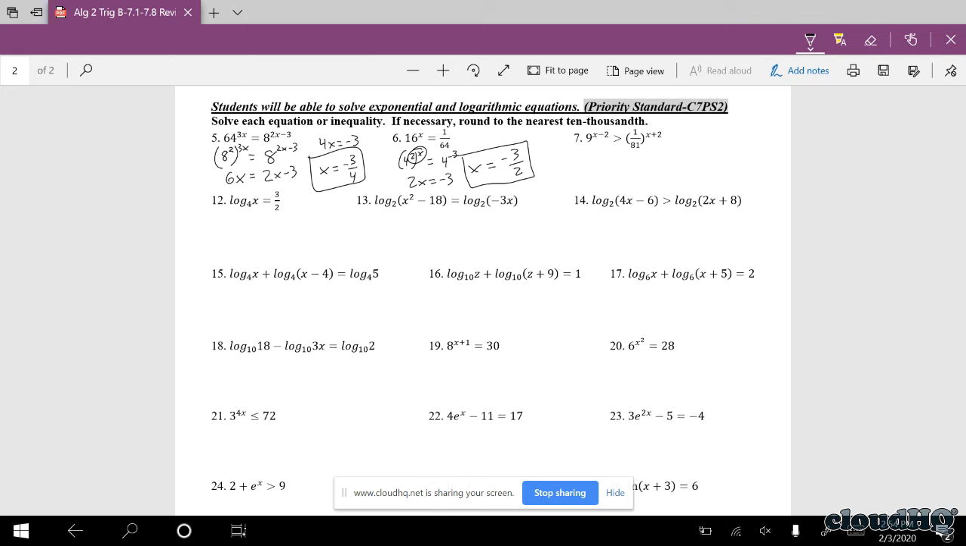Number 7, they're both powers of 9. It is an inequality. That's 9 to the negative 2nd. So I will have to multiply negative 2 times x plus 2. I'll have to distribute, and then I can drop the bases. So x minus 2 must be greater than negative 2x minus 4. I would add 2x to both sides, so we get 3x. Add 2 to both sides, so 3x is greater than negative 2. Divide by your 3, x has to be greater than negative 2/3.